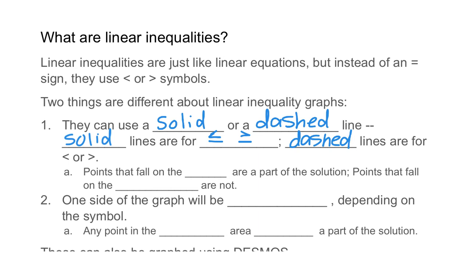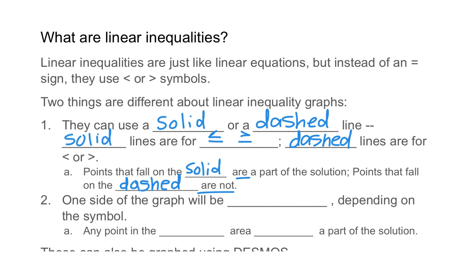So points that fall on the solid are a part of the solution. Points that fall on the dashed are not. So you want to make sure you keep that straight. Lots of people mix that up. So pay attention to what kind of line you have and make sure that you only use points on the solid line if you're using a point on a line at all.